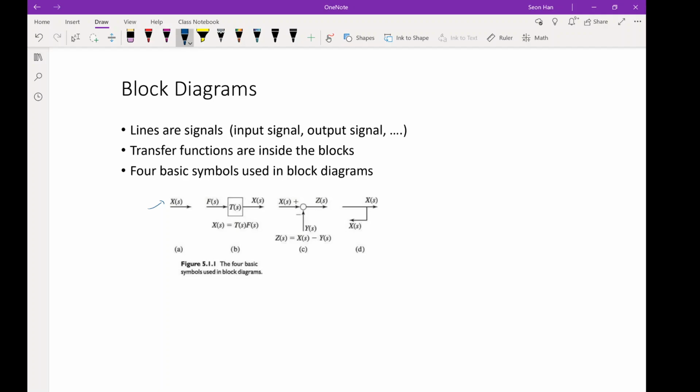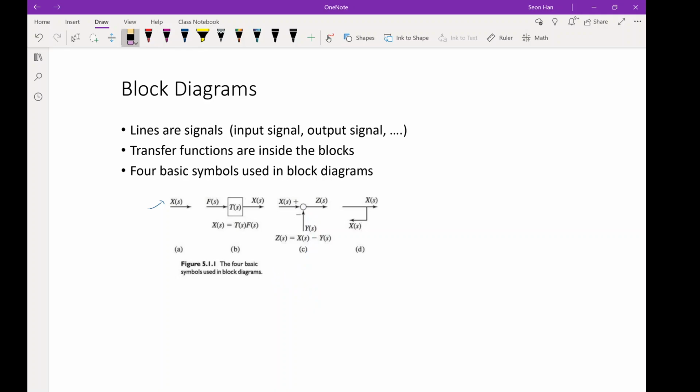In the second picture, figure 5.1.1b, another way to write that algebraically is f times t equals x. Whenever you go through the block, you multiply. And if you want to add or subtract two signals, you use a circle. Sometimes in other books you might see a circle with the x. The same thing with the plus and minus. So you have an x and y. This means you add x, but you subtract y. So x minus y equals z.